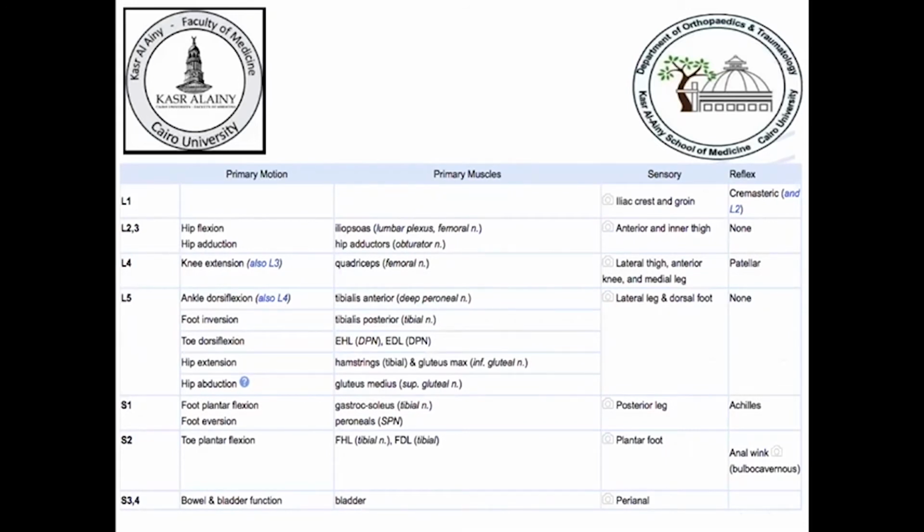This table shows the nerve root distribution and innervation of the lower limb. We can see that there is some overlap between L3 and 4 regarding the knee extension, and L4 and L5 in ankle dorsiflexion. But we can roughly mention that L2, 3 are responsible for hip extension and hip flexion L1, 2. The ankle dorsiflexion, mostly L4, big toe dorsiflexion L5, and ankle plantar flexion S1.